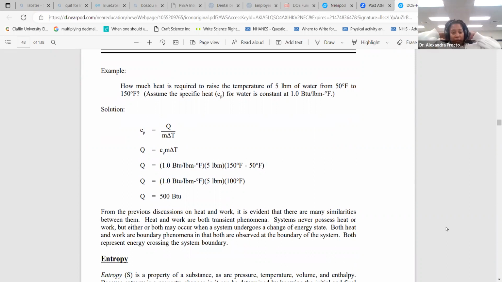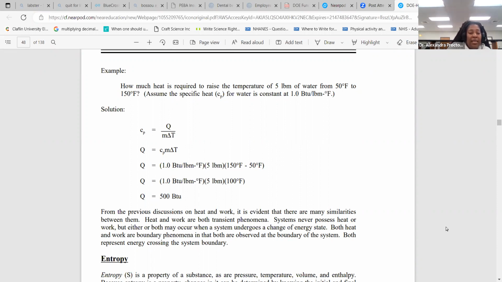So how much heat is required to raise the temperature of 5 pounds of water from 50 to 150? Okay, initial temperature 50, final temperature 150, where the specific heat of water is 1 BTU per pound mass per degree Fahrenheit. And so they use the equation Cp is equal to capital Q over M delta T. You see that they have gotten Q by itself by multiplying both sides by M delta T. So Q is equal to Cp M delta T.